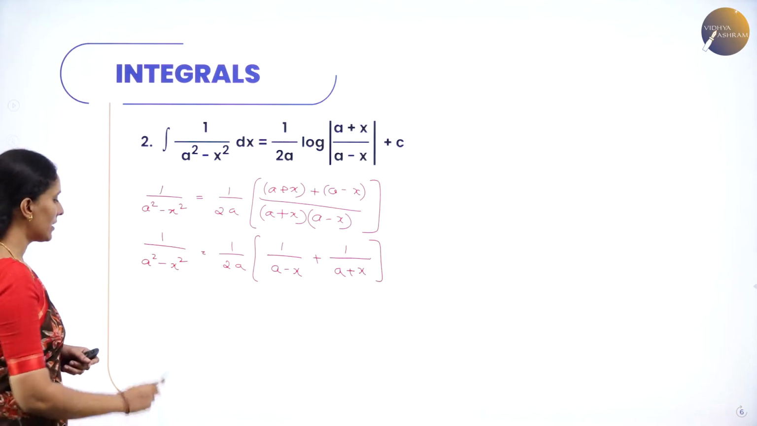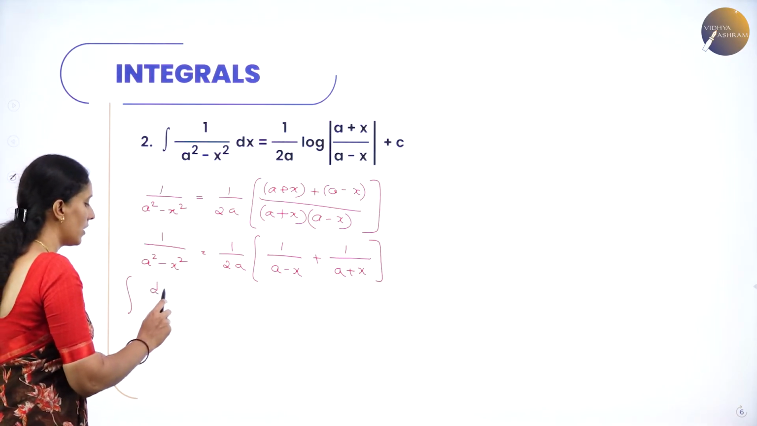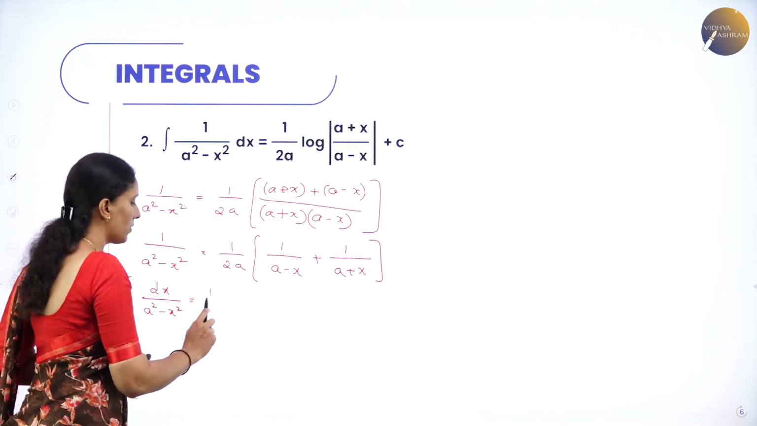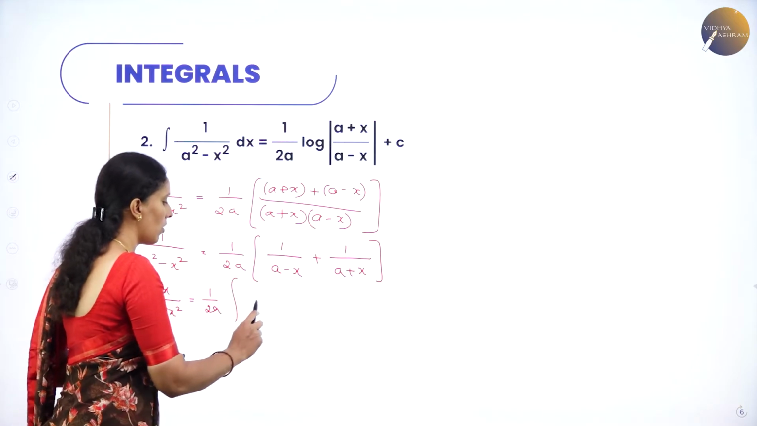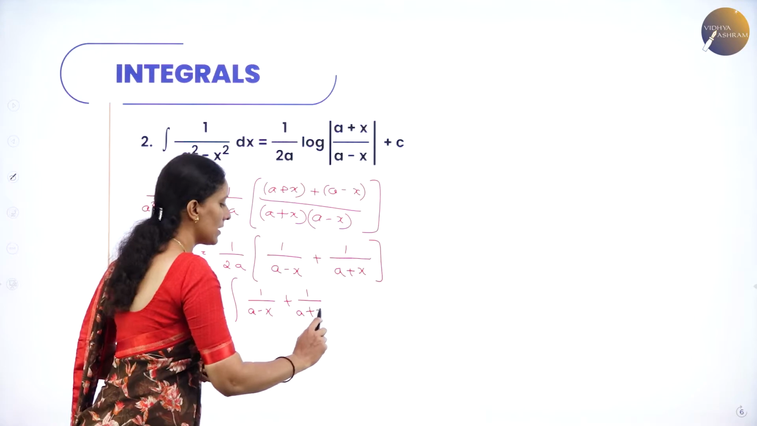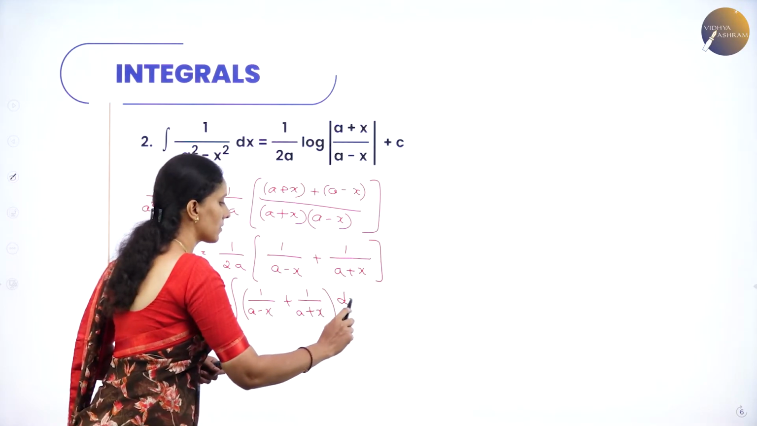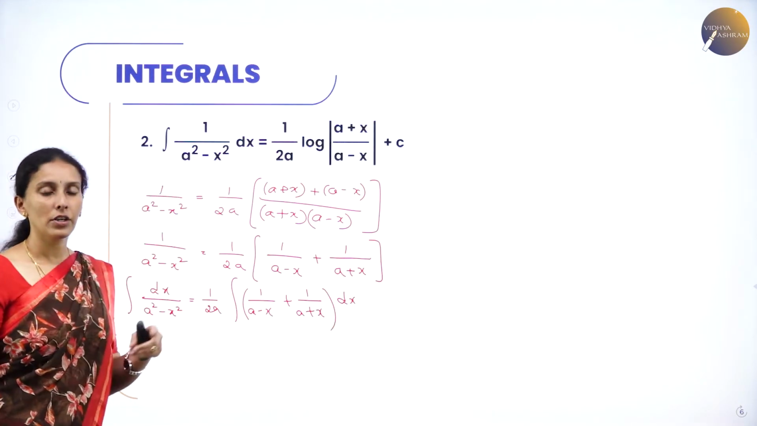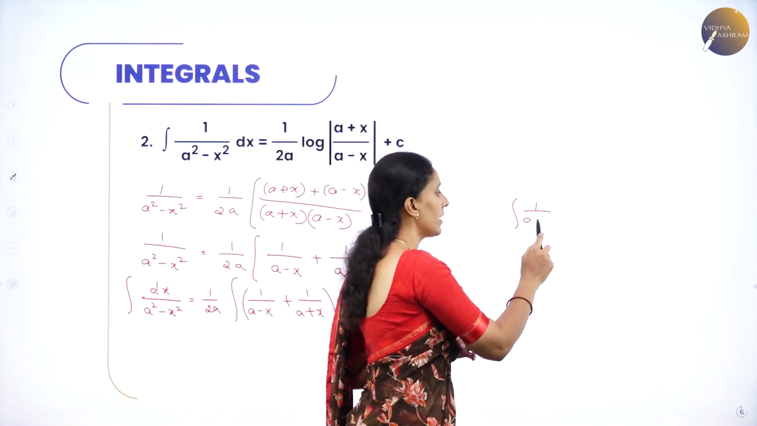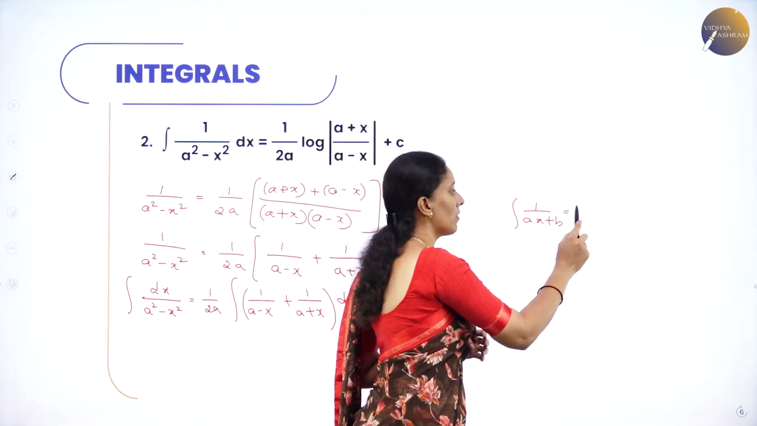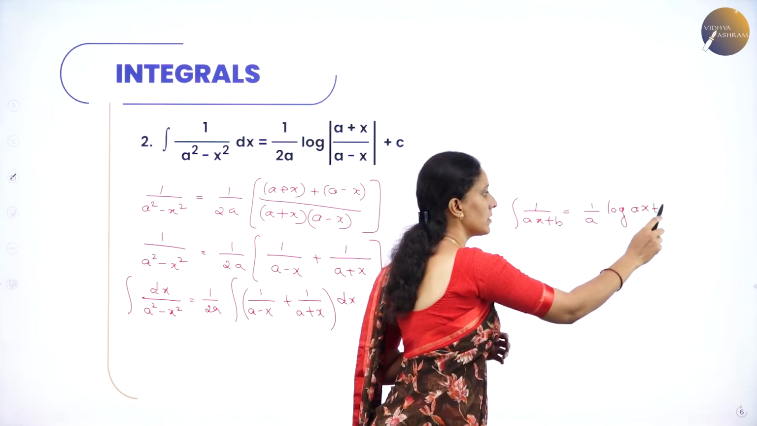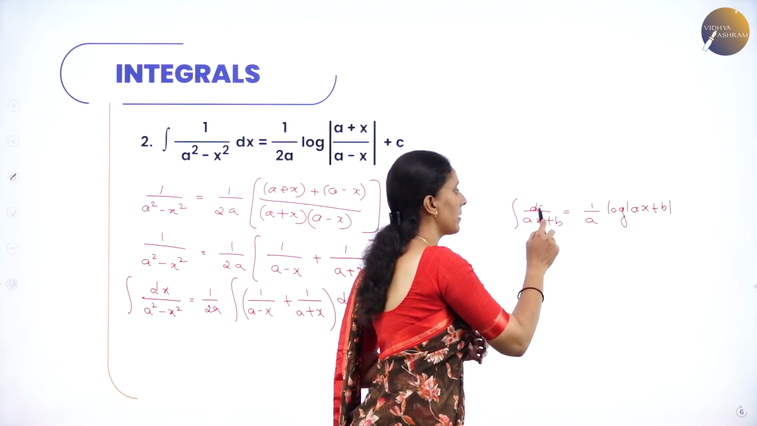Now let us apply the integrals on both sides. So we have dx divided by a square minus x square is equal to 1 over 2a integral of 1 over a minus x plus 1 over a plus x into dx. Now again, integral of 1 over ax plus b is equal to 1 by a log of ax plus b. So this is the form we have to take with respect to dx now.